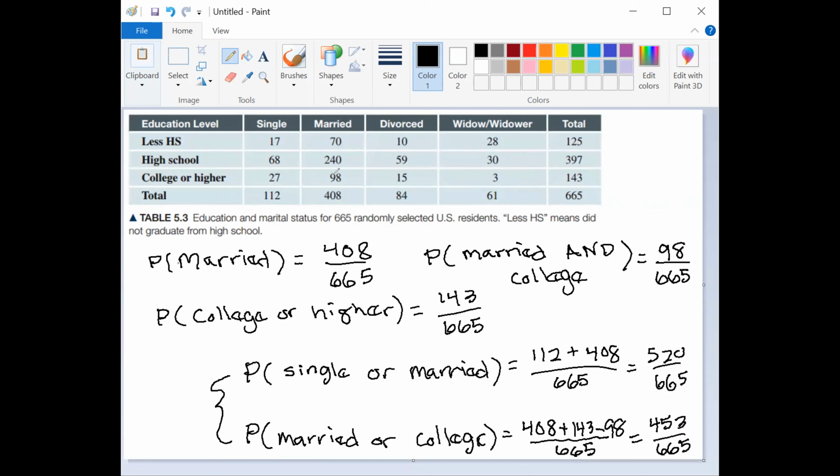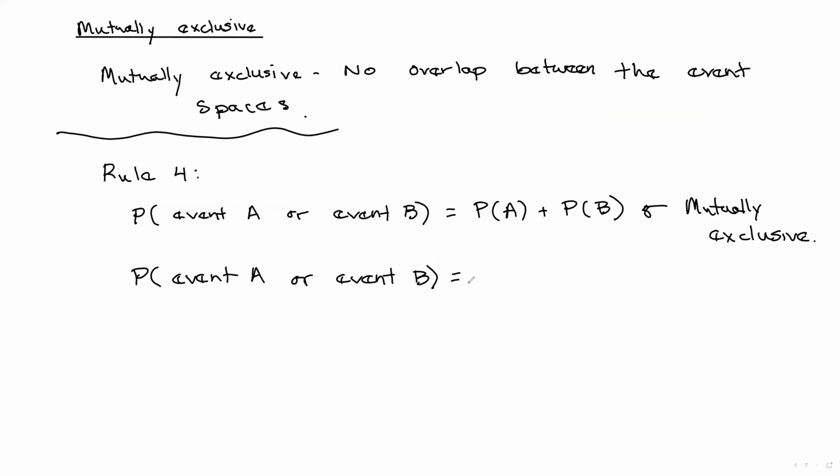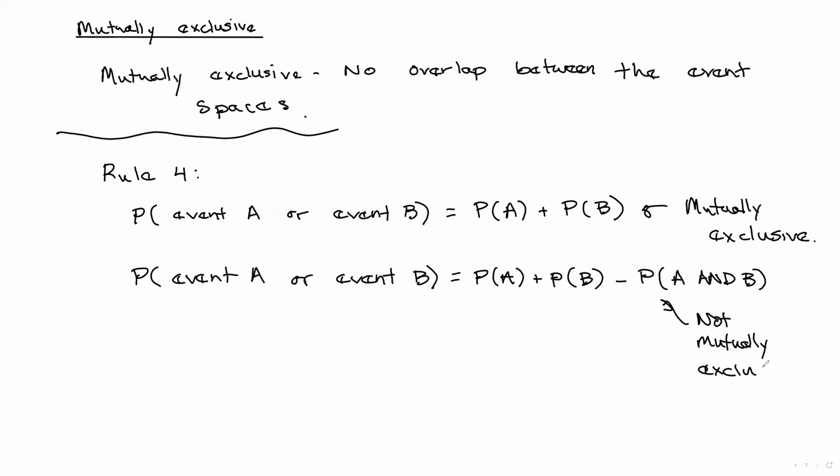So we subtracted the "and," and that's going to be represented in our formula. All right, so the probability of event A or event B, assuming they are not mutually exclusive, is the probability of event A plus the probability of event B minus the probability of event A and B. So this is for events that are not mutually exclusive. All right, so let's do some examples.